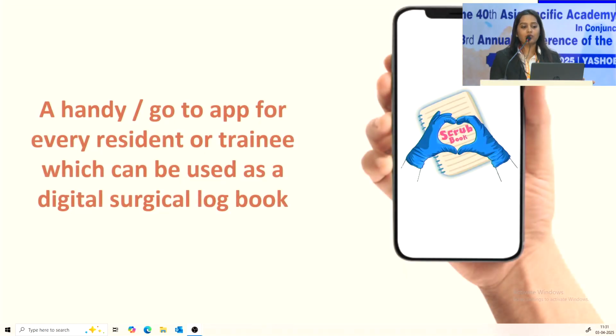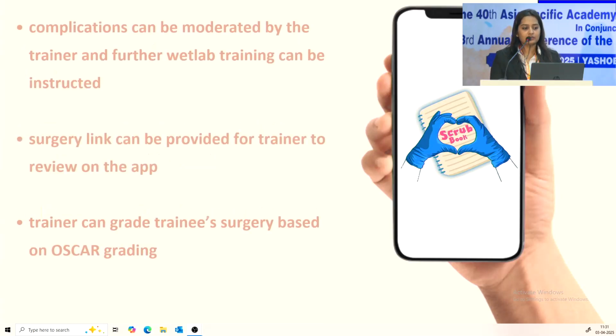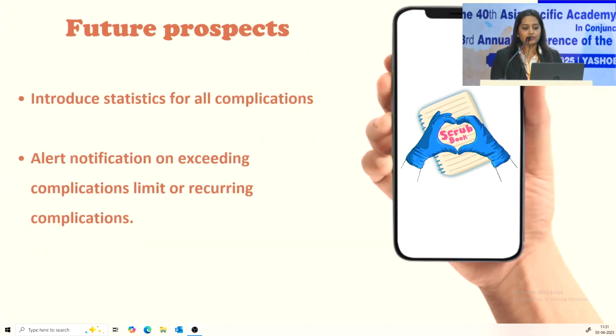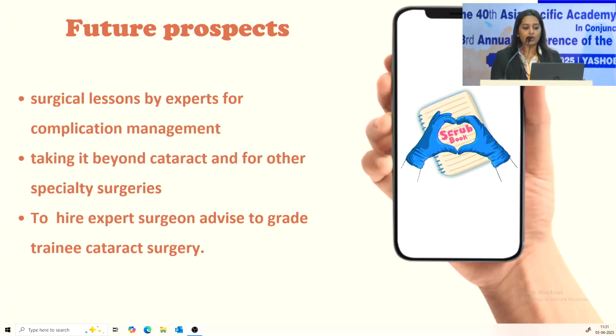So it is a handy go-to app for every resident or trainee, which can be used as a digital surgical logbook. The trainee can easily store patient-related data, any records can be put in, and all complications can be reviewed at once. It can be moderated by the trainer, a surgery link can be put in, and even the OSCAR grading can be done. And the future prospect is to introduce statistics for all complications, alert notifications on exceeding complication limits or recurring complications, surgical lessons by experts for complication management, taking it beyond cataract to other specialities, and to hire an expert surgeon to advise and grade trainee cataract surgeons.